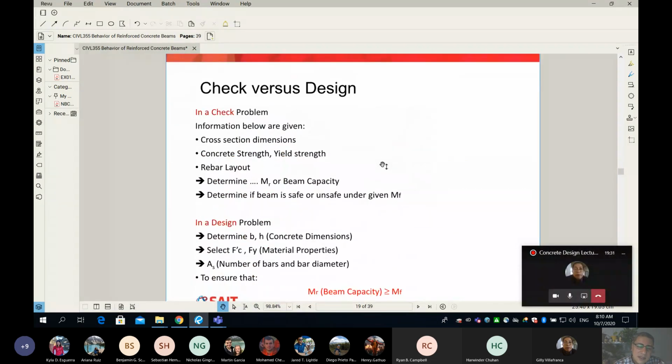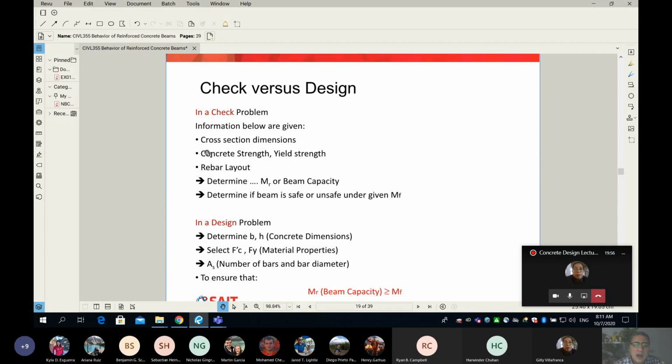Okay, guys, there is something very, very important in my class here. You have to understand the difference between check and design. And I know the course is called Reinforced Concrete Design. So what is exactly the check? Let me explain. In a check problem, the information below is given.